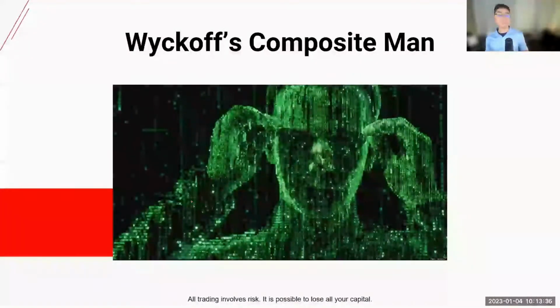But Wyckoff believes there's a composite man. The composite man is in the market who is controlling where price goes to. It either goes up or goes down. That's what he believes. So just imagine that there is someone controlling the market called the composite man.